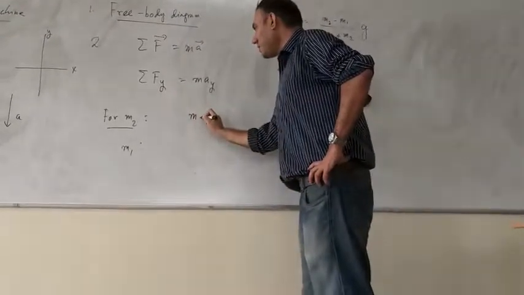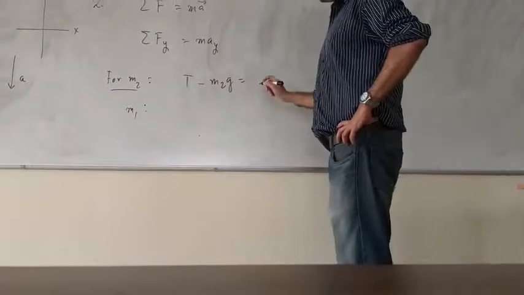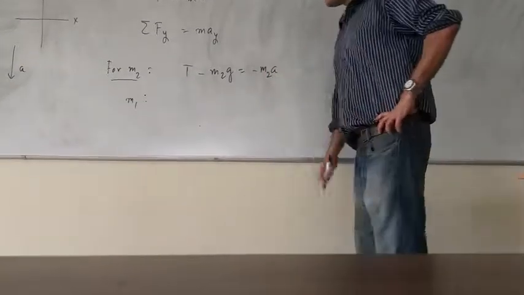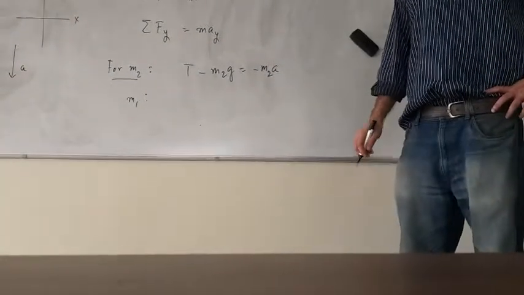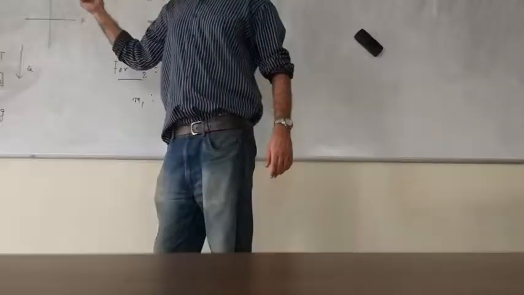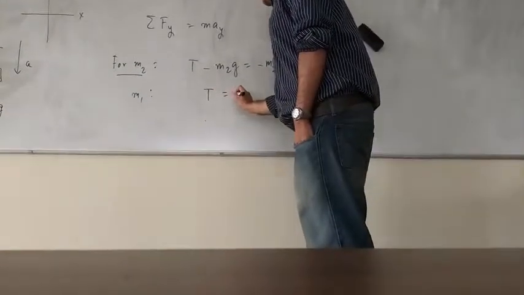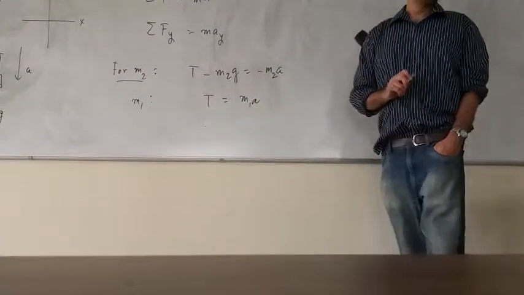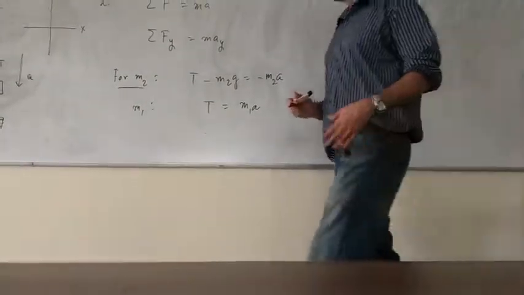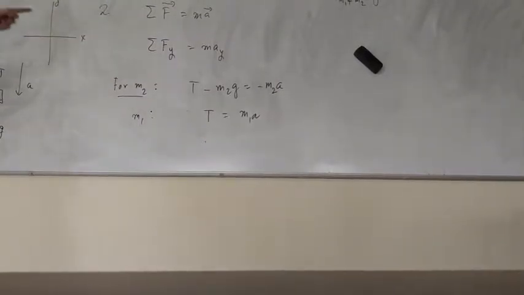So it's T minus M2G equals minus M2A. Same as before, right? And for this one, we'll take the horizontal towards the right as the positive direction, that's the plus x-axis. So for M1, it's just T equals M1A. Initially, the assumption is that the system was at rest. You have started the system from rest and then released it. After it has been released, this is the dynamics.